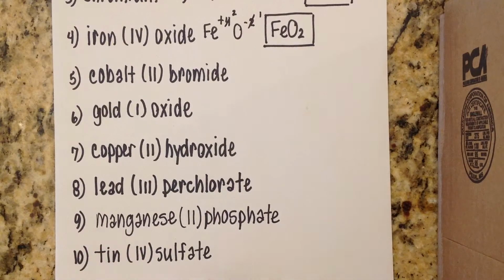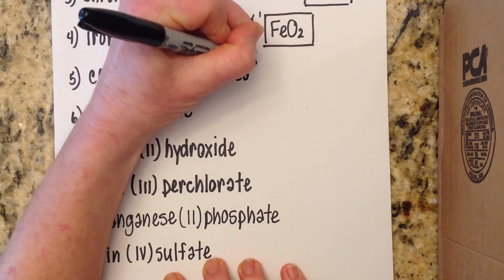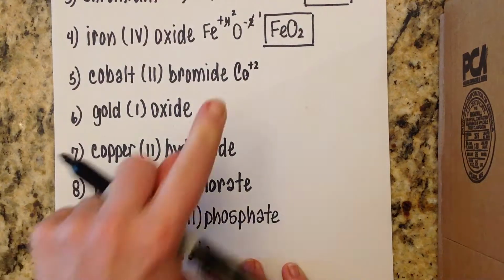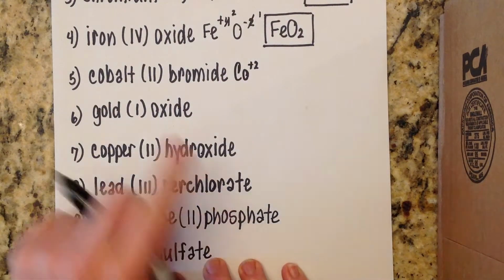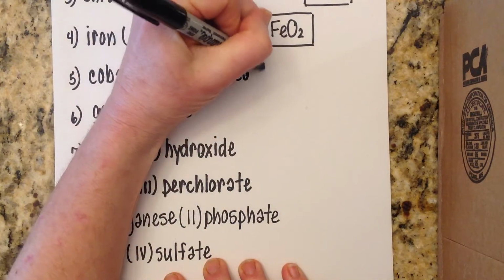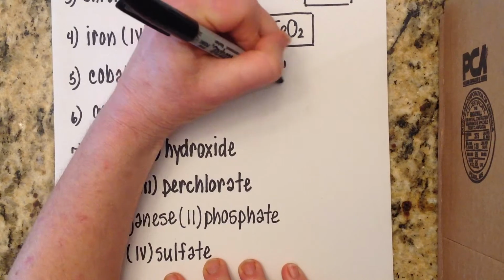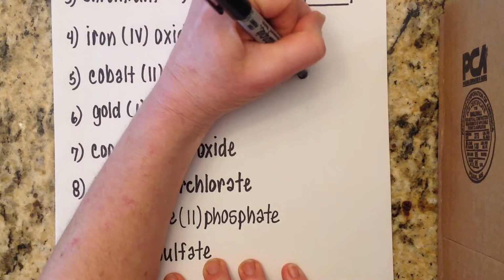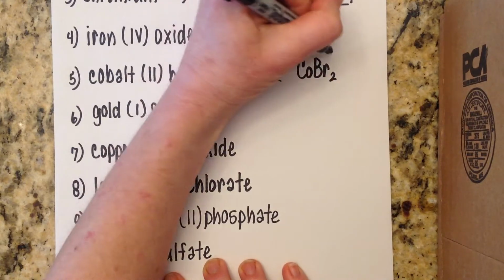So, number 5, cobalt-2 bromide. Cobalt has a +2 charge. That's a big C and a little O. That's real important because if you wrote big C, big O, you would have carbon monoxide. Bromide is Br -1. Crisscross, you get CoBr2.